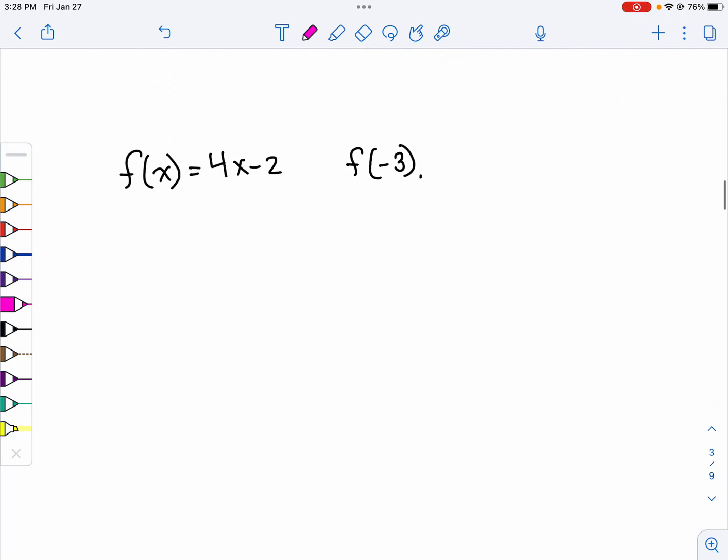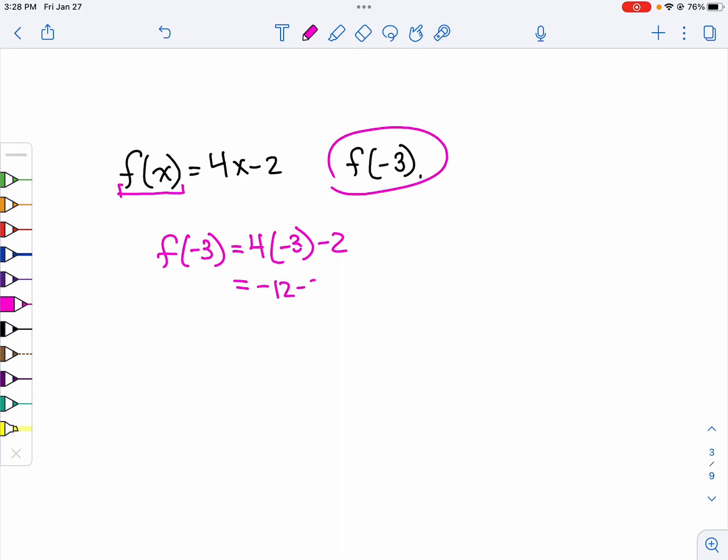We also talked about function notation, so replacing y with f of x. So if it asks us to find f of -3, we just sub -3 in for x. So this will become -12 minus 2, which is just -14.